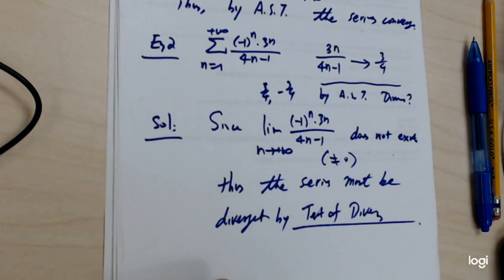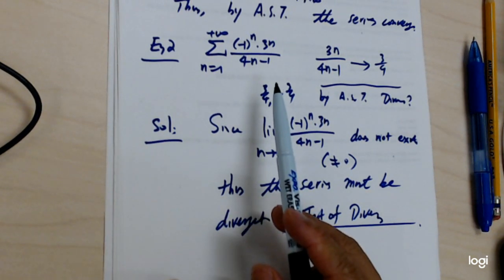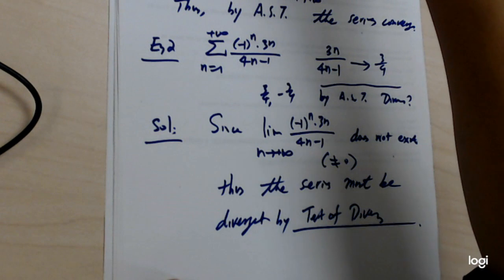All right. So even though this is an alternating series, we claim this one diverges, not by the alternating series test, but by the test of divergence. That's all I'm trying to say here.